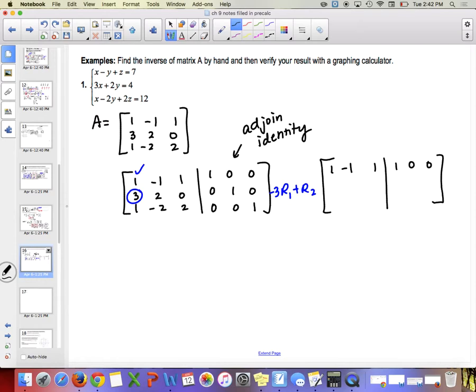So we're going to have negative 3 times row 1. So if you guys need to write it out, you can. It's a lot of scrap paper if you do, but that's fine. So negative 3, 3, negative 3, 0, 0. You're adding it to row 2, which was 3, 2, 0, 0, 1, 0. So your result is 0, 5, negative 3, 1, 0.